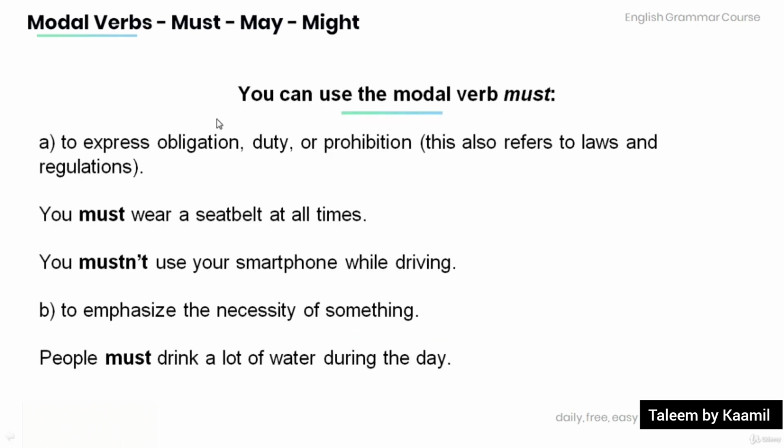Now, we can use the modal verb must, A, to express obligation, duty, or prohibition. Now, this also refers to laws and regulations. Have a look at the examples below. You must wear a seatbelt at all times. In this sentence, must is used to express obligation or duty. And in this sentence, you mustn't use your smartphone while driving. In this sentence, mustn't is used to express prohibition.